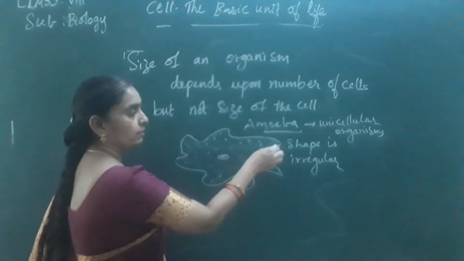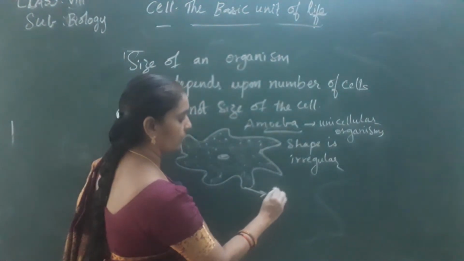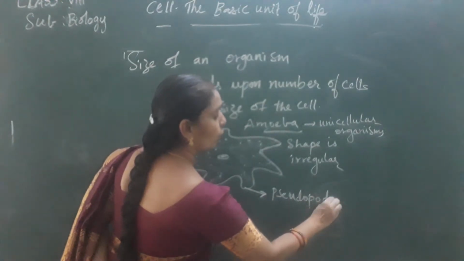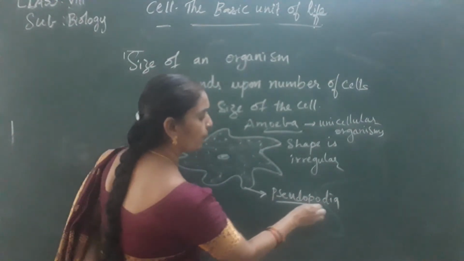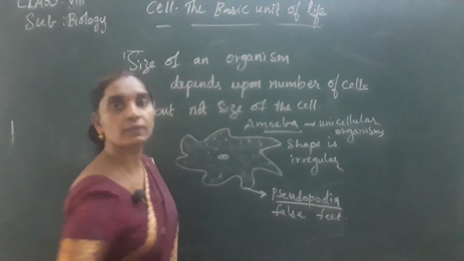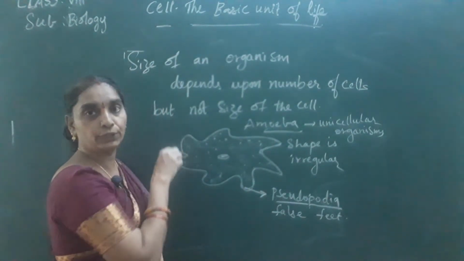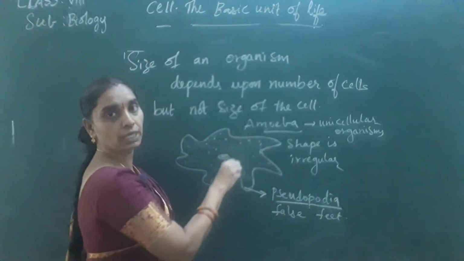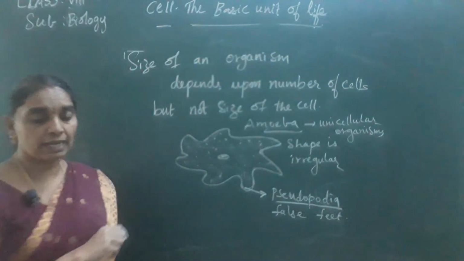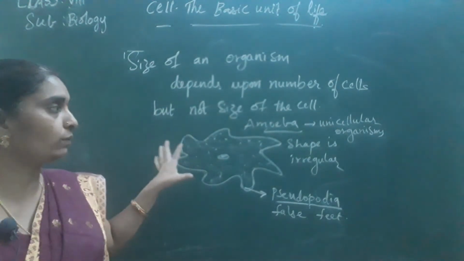These protrusions are called pseudopodia. They change often. Pseudo means false, podia means feet, that is, false feet. Is it clear? So they always change their protrusions and hence the shape of the amoeba is irregular. Is it clear? And hence it is a unicellular organism and all the life processes are performed by only a single cell.